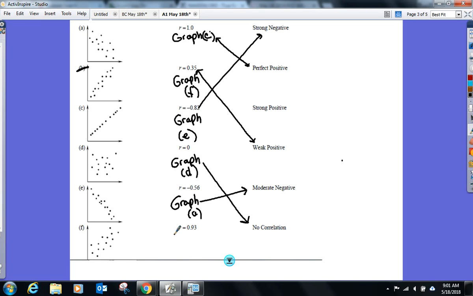Graph, what are we on? Graph B for 0.93. Strong positive.